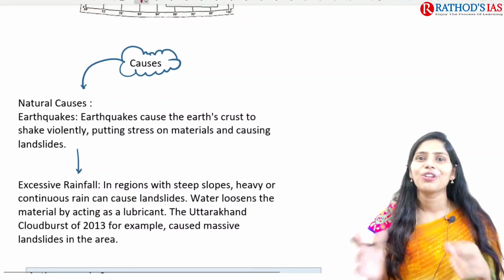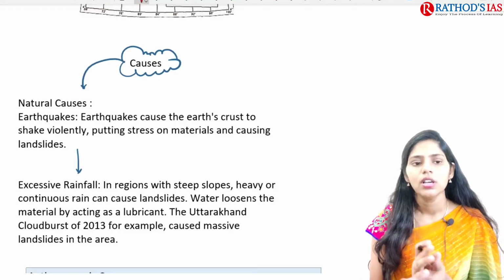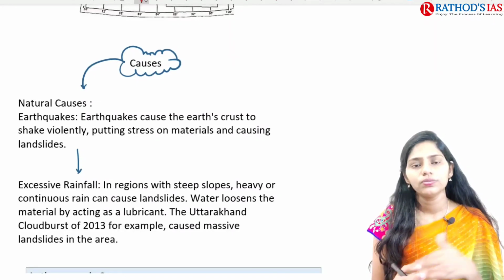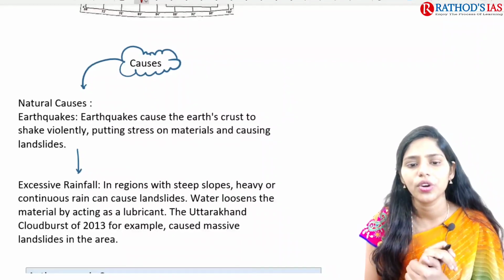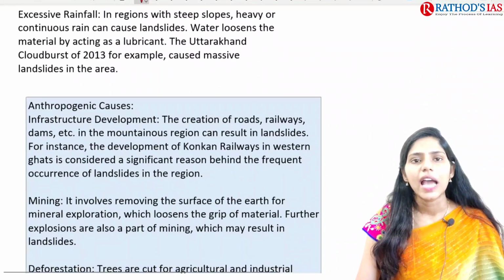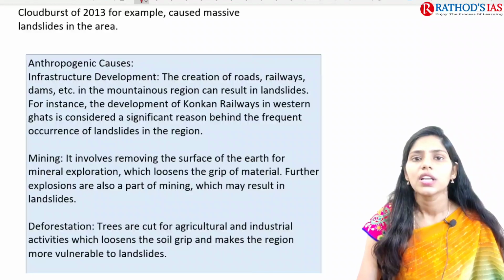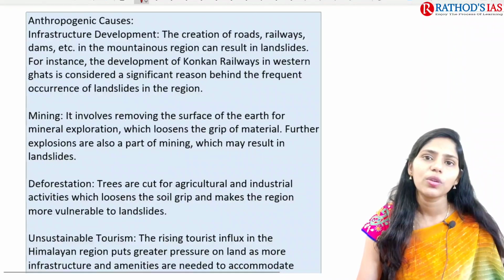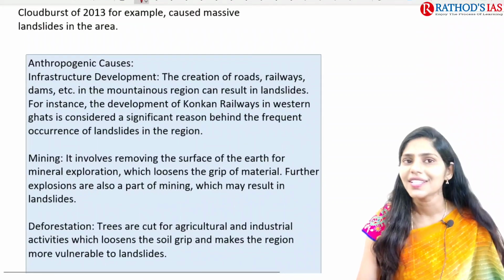So what might be the causes? If you're talking about causes, we can divide the causes into natural causes and anthropological causes. Natural causes means nothing but earthquakes and excessive rainfall. Whenever there is excessive rainfall, the soil present in that area will get saturated with water and loosen, and what happens? It will come down. And next, anthropological causes because of infrastructure development. For example, when you are going for creation of roads, railways, dams, etc., it will lead to landslides. And mining is also an important reason, along with deforestation and unsustainable tourism. So these were some important causes.